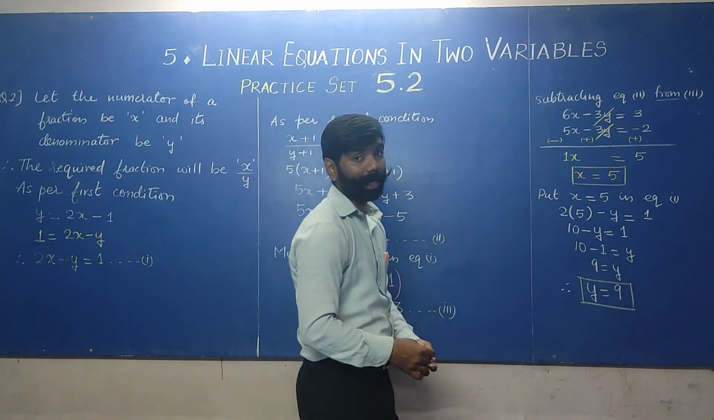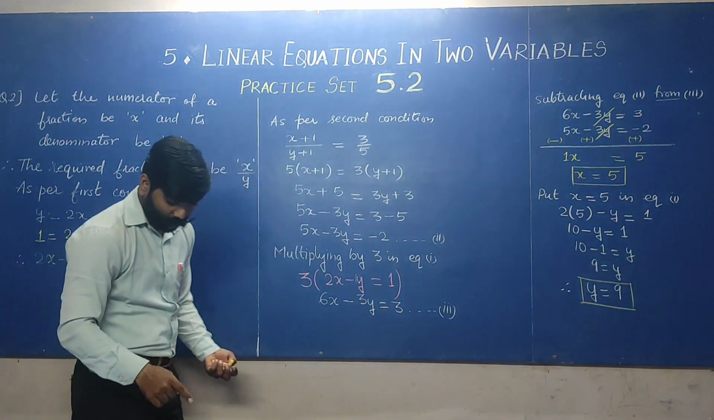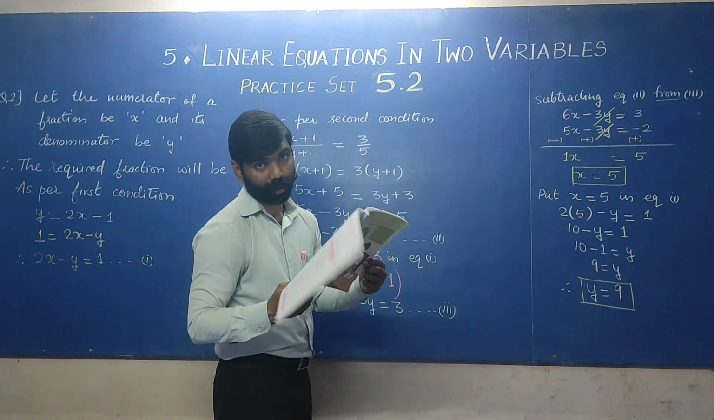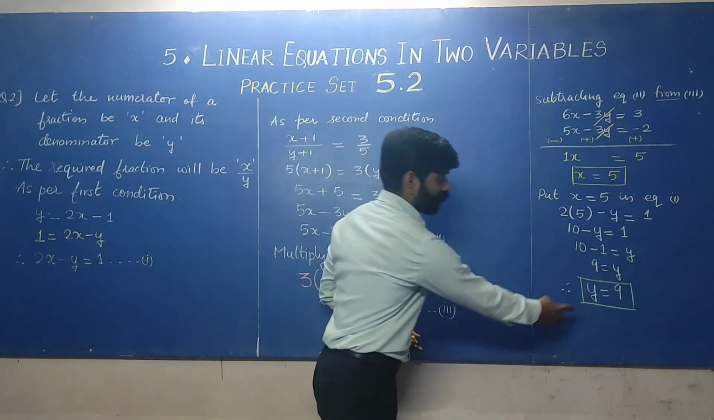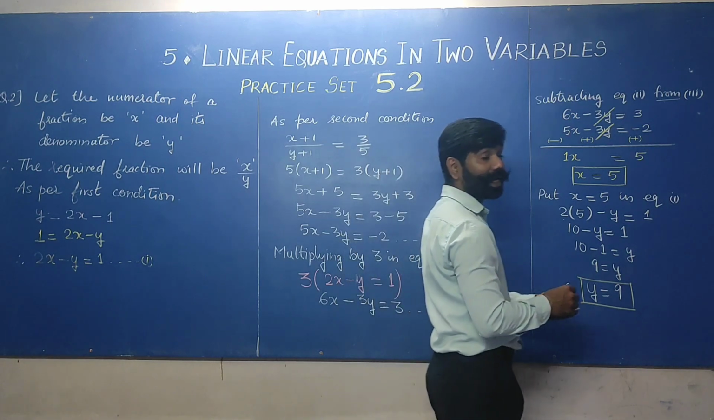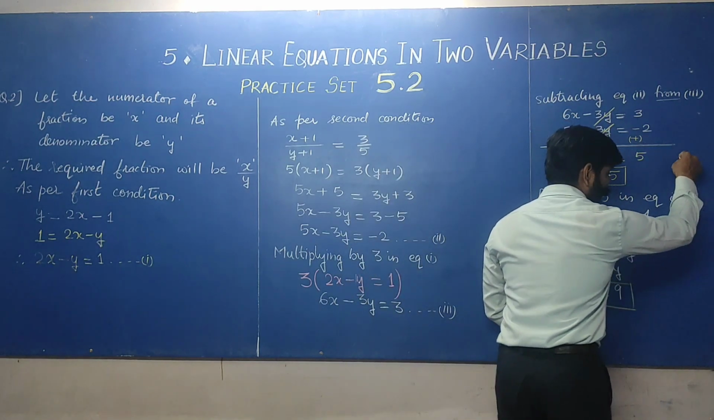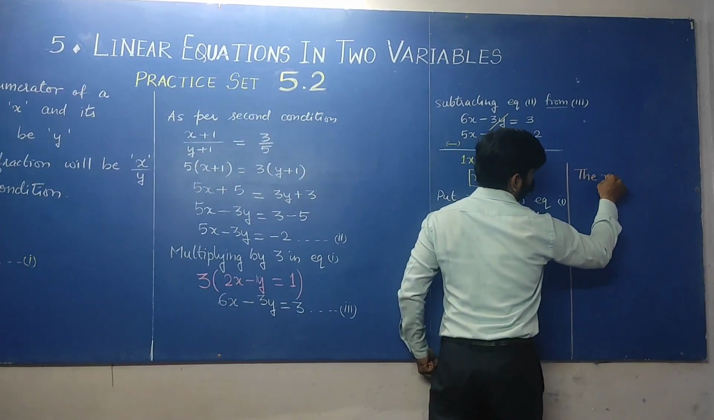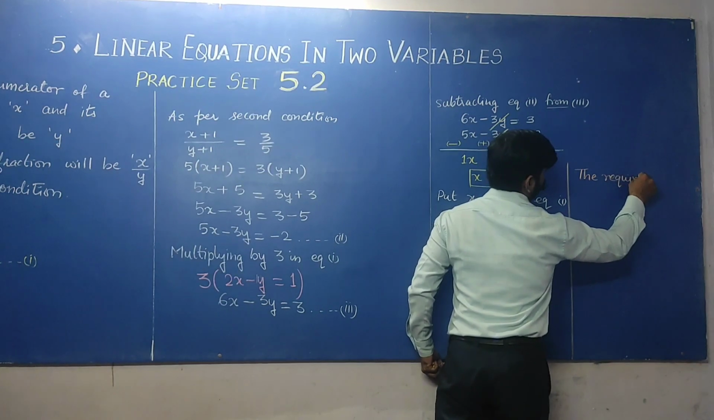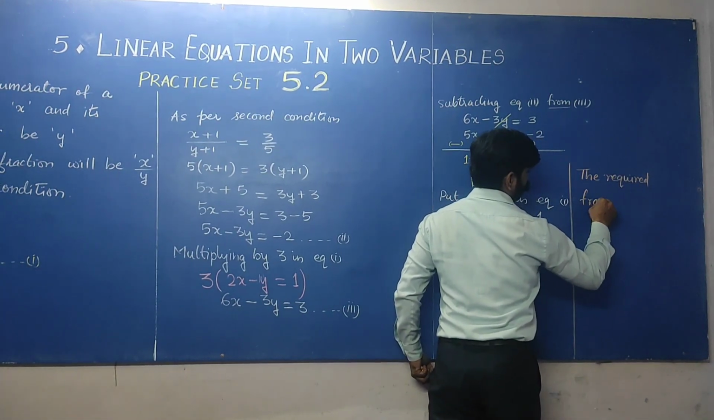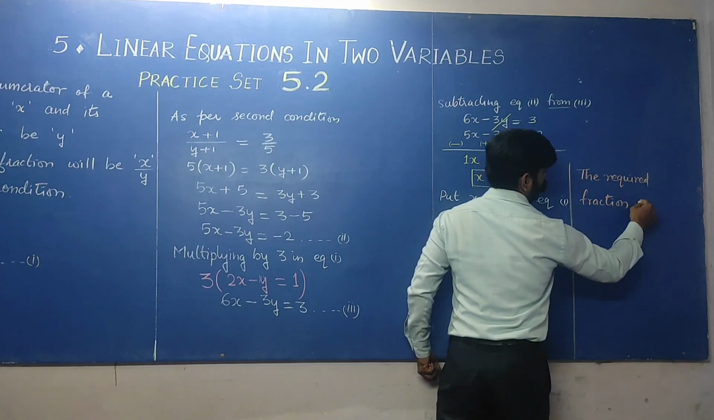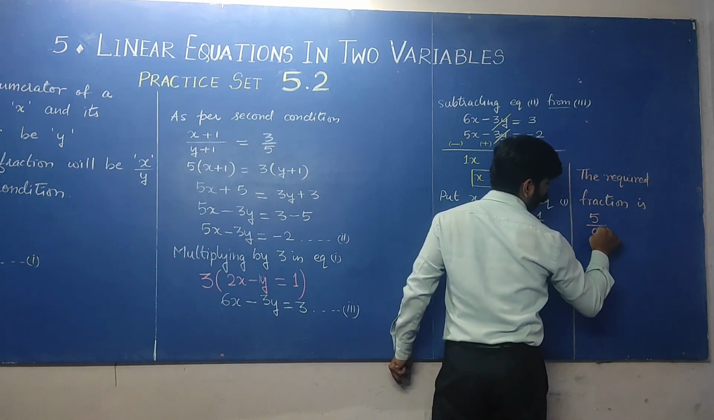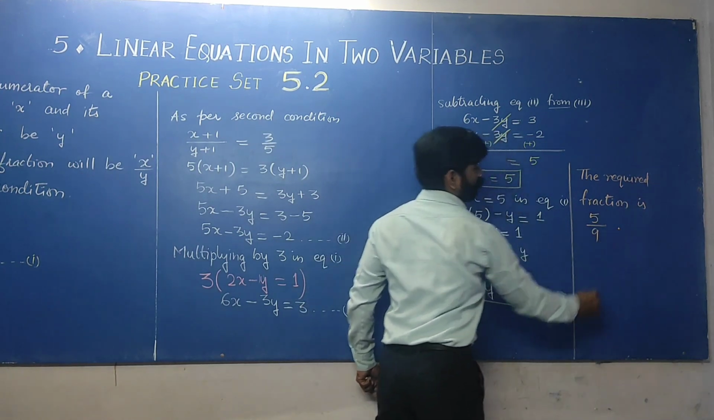For the final answer you need to write the fraction, because the question was asked. Now see, the question is asking us to find the fraction, students. So we need to write the fraction, because this is the denominator and this is the numerator. So I am writing here. The required fraction is, now the numerator is 5, so I am writing numerator as 5 and denominator as 9. So this is the final answer, students.